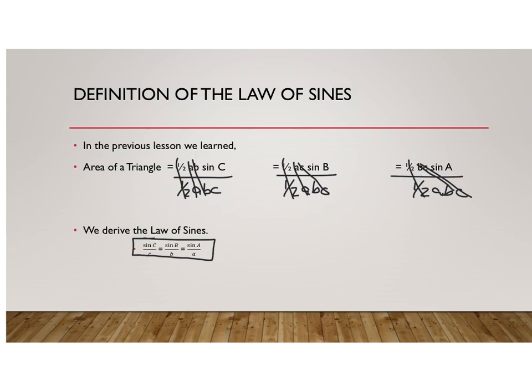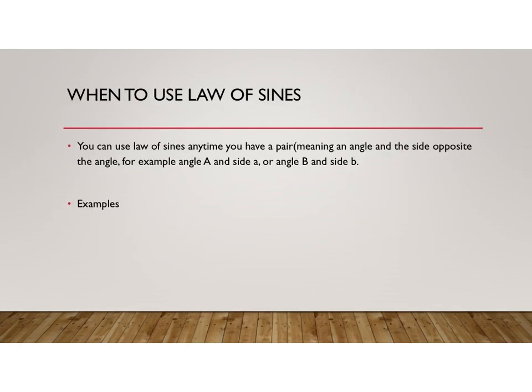And basically we'll talk about angle A and side A being pairs of each other, the angle and the side opposite that. So when will you use the law of sines? You can use the law of sines anytime you have a pair, meaning an angle and the side opposite the angle. For example, angle A and side A, or angle B and side B. So for example, let's say I've got this triangle. And the law of sines does not have to be a right triangle. You can use it for any triangle.